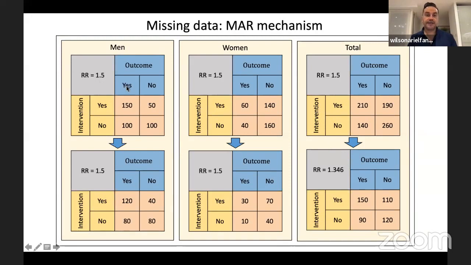So as you can see here, before starting the trial, the pooled estimate for the risk ratio was 1.5. And because in this case more women withdrew from the trial, the risk ratio is going to be slightly different. So this is just a theoretical example of what the MAR mechanism would be, okay?